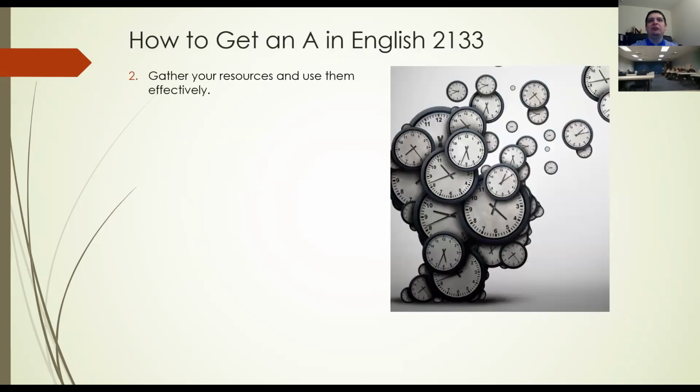The second thing you can do to get an A in this course is to gather the resources you have together, especially your time, and to use them effectively in all the 100 million things you have to do this quarter.